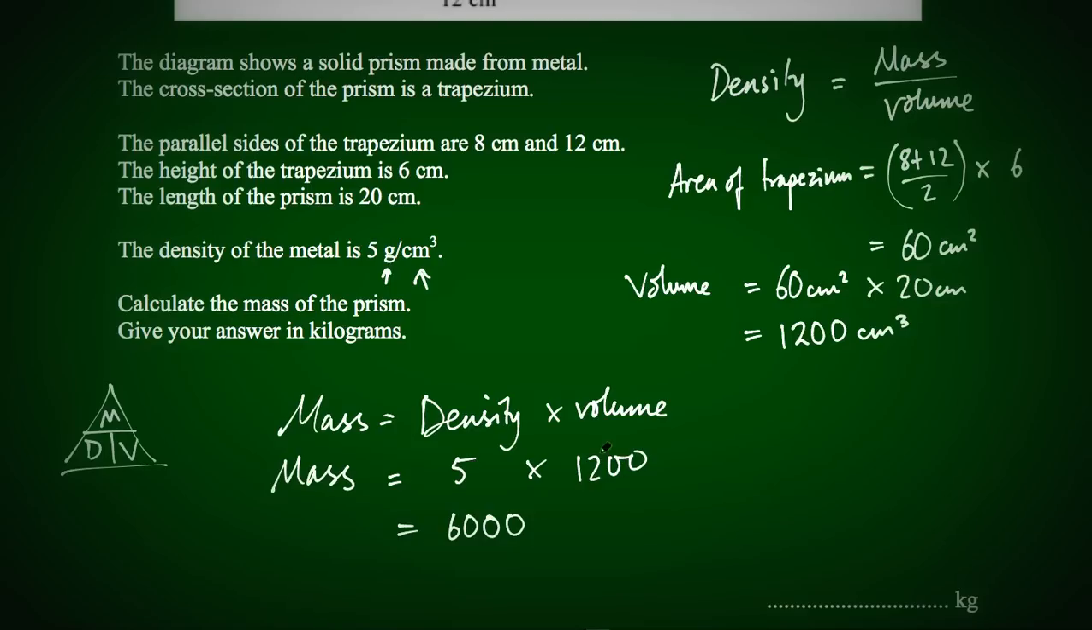And that makes sense. Right kind of amount. And 6,000 grams is the same as 6 kilograms. Divide by 1,000 to change from grams to kilograms.